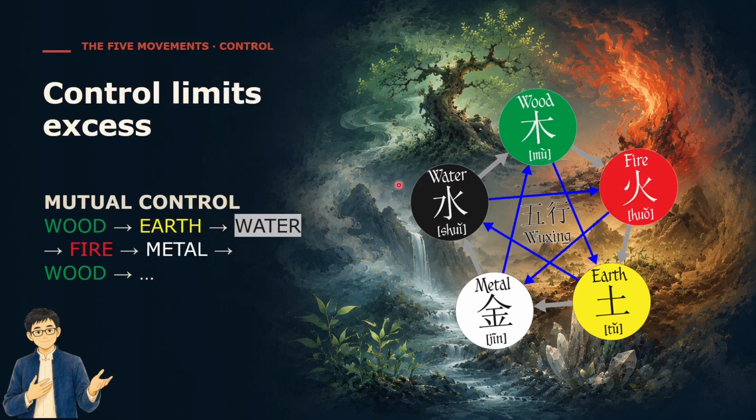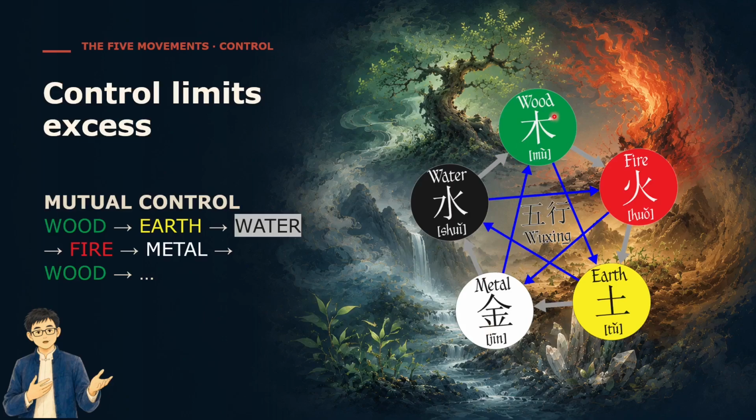Generation alone can lead to uncontrolled growth, so the 5 movements also regulate one another through the controlling cycle. Wood controls earth, earth controls water, water controls fire, fire controls metal, metal controls wood. These relationships are again easy to remember through the 5 materials. Roots penetrate and break up the soil. Earth contains and redirects water, just as earthen embankments and setbacks are used to control flood water. Water extinguishes fire, fire melts and reshapes metal, and metal cuts wood.